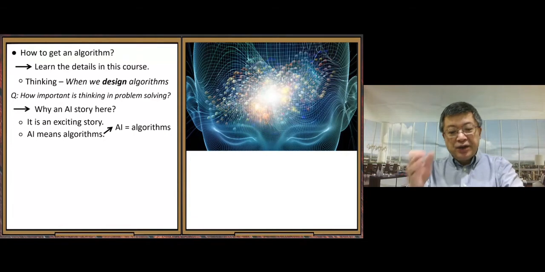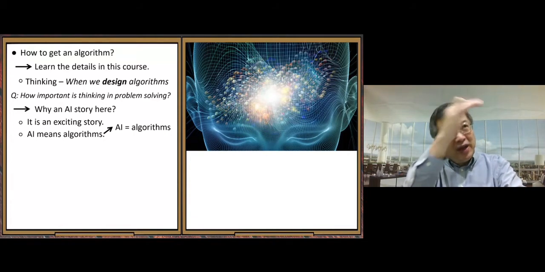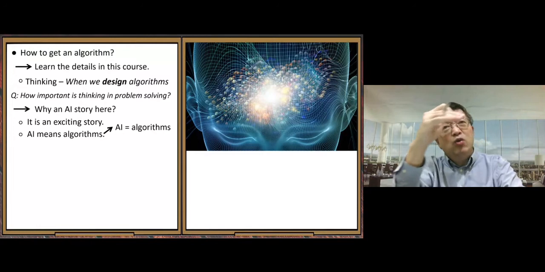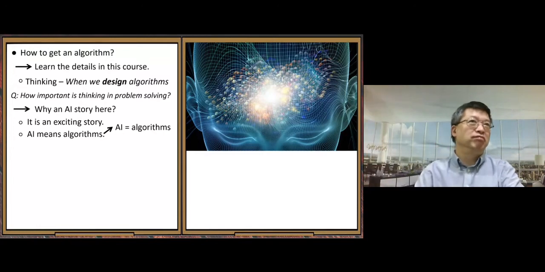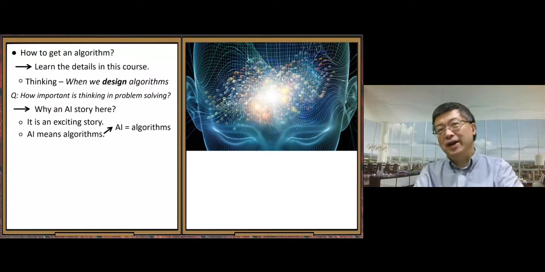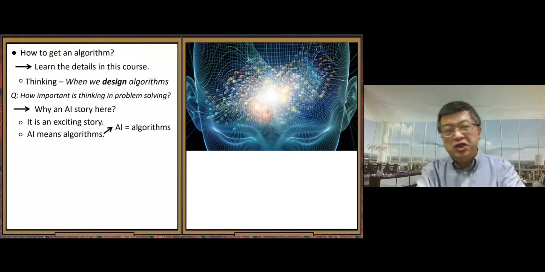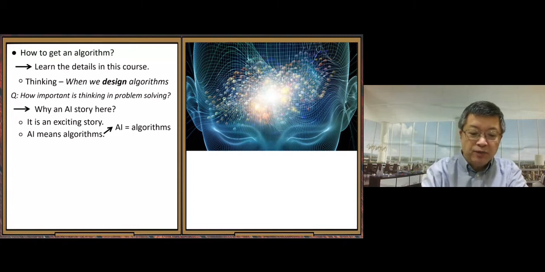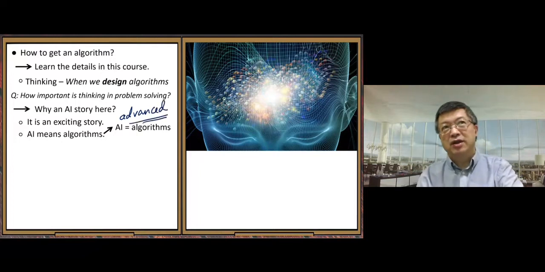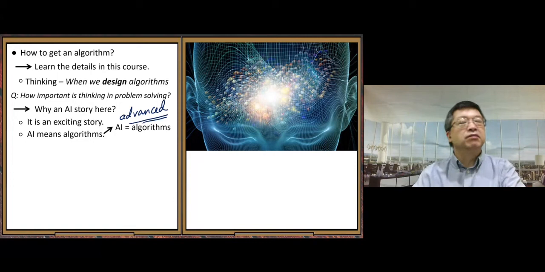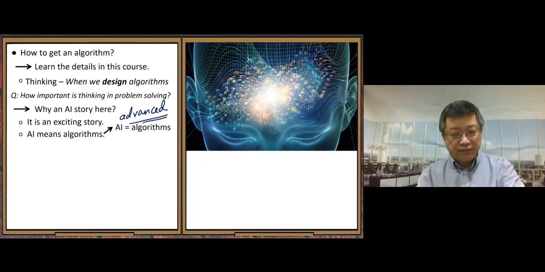All right. So here, we can write this way: AI equals algorithms. We can even write as simple as this equation, right? But actually, more precisely, AI means an advanced algorithm. Not just the simple algorithms. An advanced, so very smart, very intelligent algorithms.